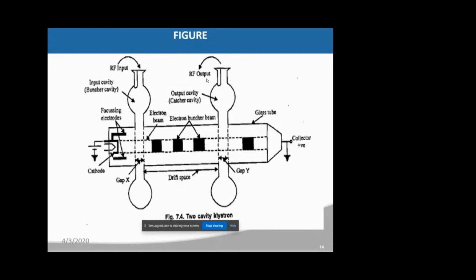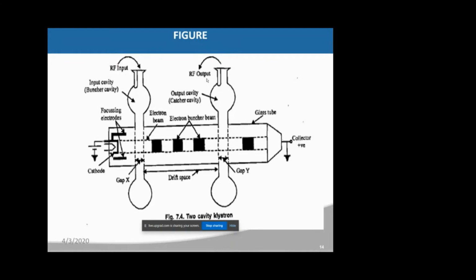Okay. Now, as and when we apply the RF signal, what is happening here? The electron coming from the cathode to gap X is coming with some velocity. That electron combines with the RF input signal applied to the input gap X.